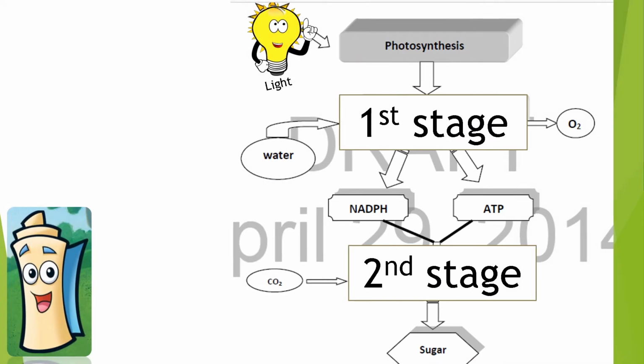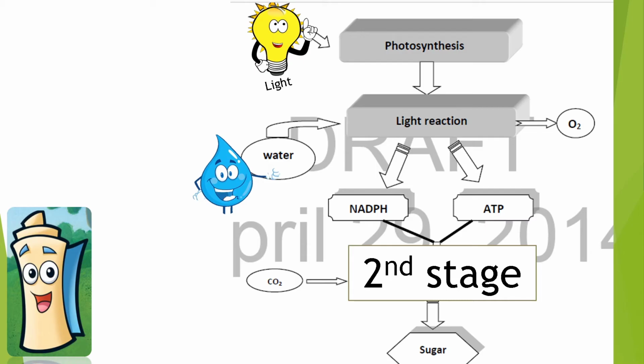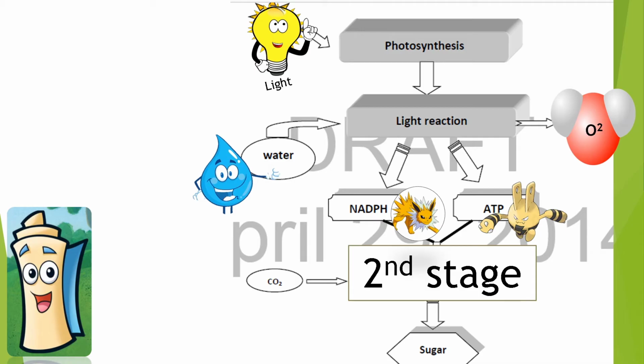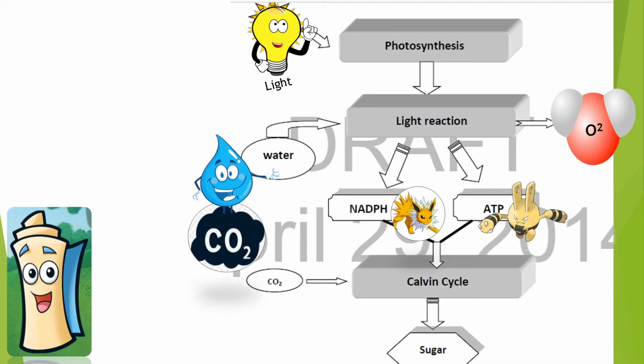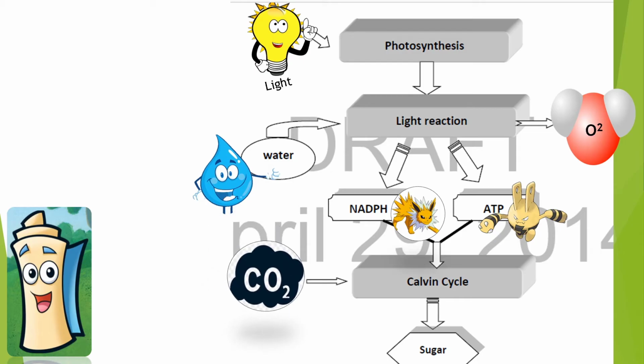After the light activates the photosynthesis, water is used for the light reaction and produces NADPH, ATP, and oxygen. And then, the next stage is the Calvin cycle, in which they need NADPH, ATP, and carbon dioxide to activate the Calvin cycle or the second stage of photosynthesis.